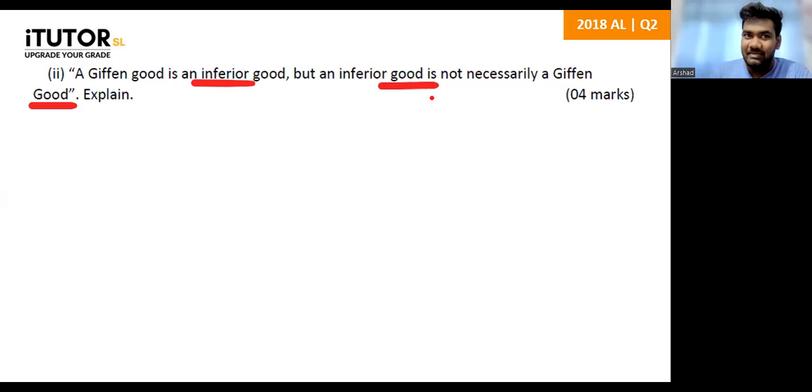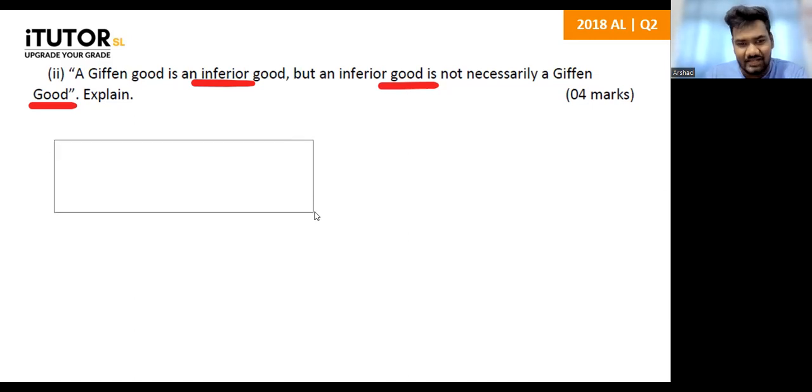Okay. So let me recap this story. A Giffen good is an inferior good, but an inferior good is not necessarily a Giffen good. So in simple terms, guys, we are saying all the Giffen goods are inferior, but all inferior are not Giffen.